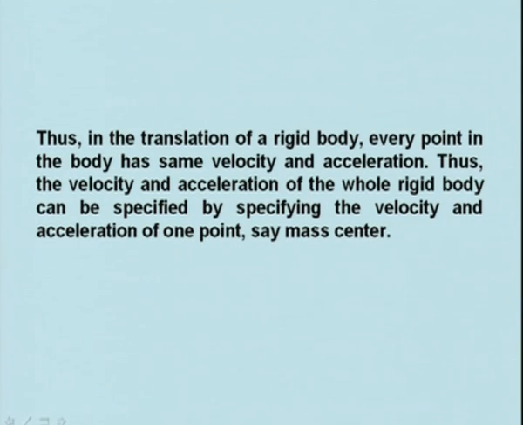Thus in the translation of a rigid body, every point in the body has the same velocity and acceleration. Thus the velocity and acceleration of the whole rigid body can be specified by specifying the velocity and acceleration of one point. Usually we specify the velocity of the mass center. That means if the mass center is moving with a velocity, then the whole body is moving, and all points in the body are moving with the same velocity. The same holds for acceleration of the mass center.